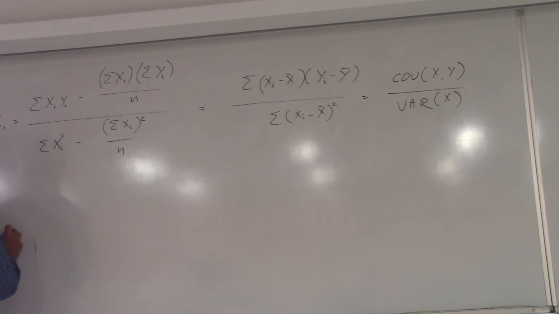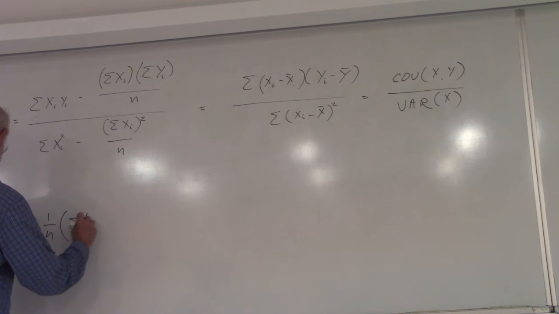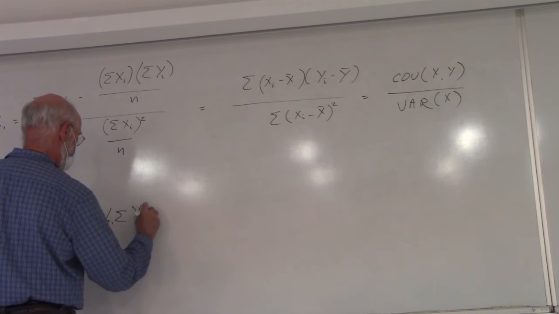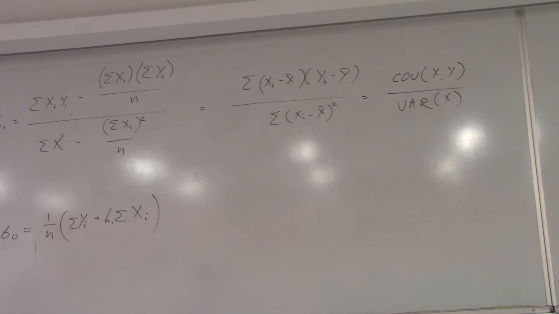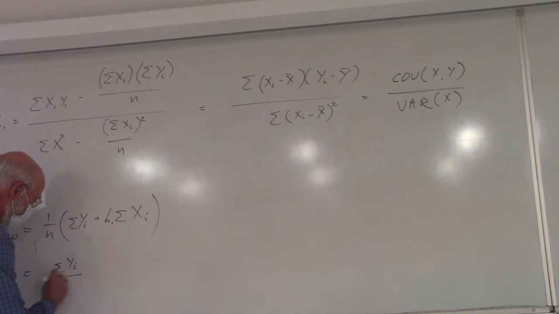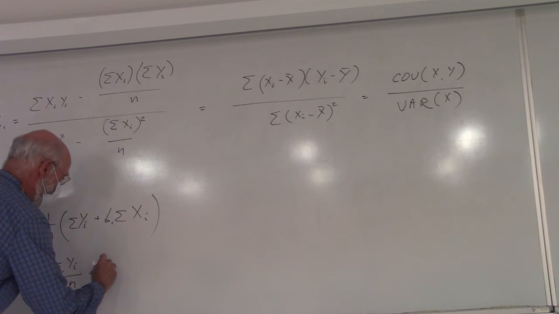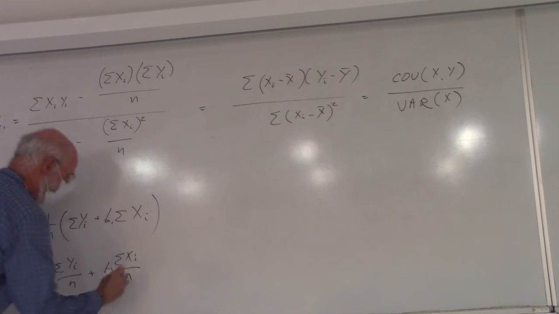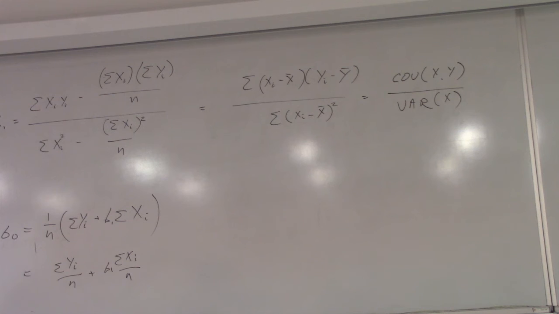So the intercept, b0, is equal to 1 over n times the sum of yi plus b1 times the sum of xi. Well, that's easy. That's equal to the sum of yi divided by n plus b1 times the sum of xi over n. What's the sum of yi divided by n?